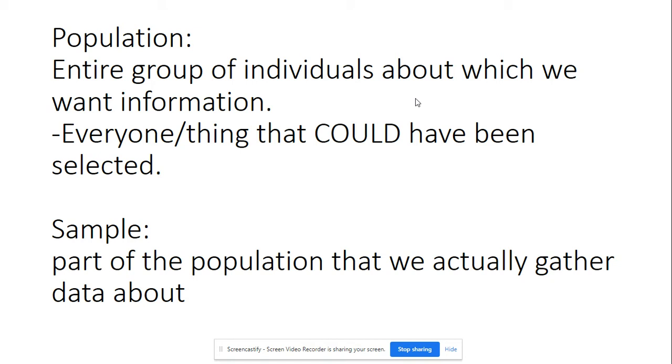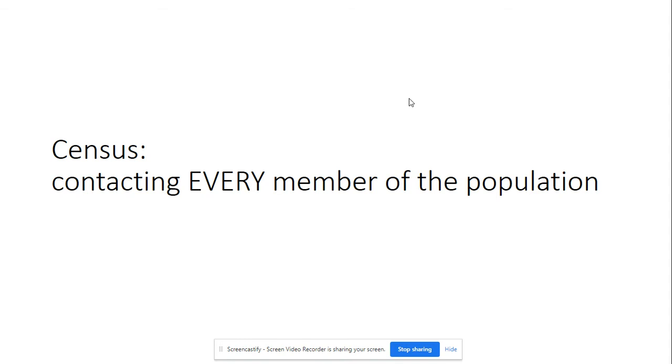So what's our next word? Census. What do you think the census is? Gathering data from the full population, and the U.S. Census is not actually by definition a census. Now they attempt to, but they don't. So the U.S. Census is actually not really a census.